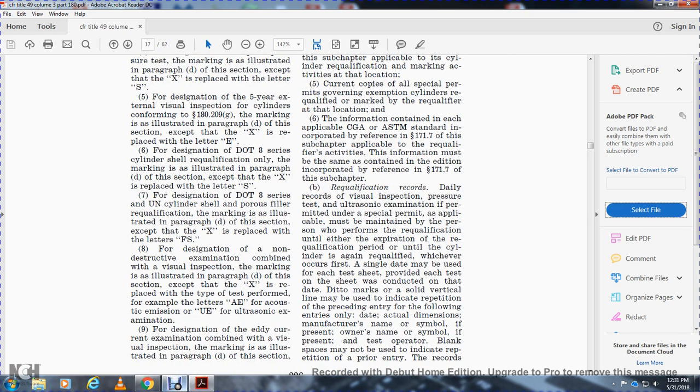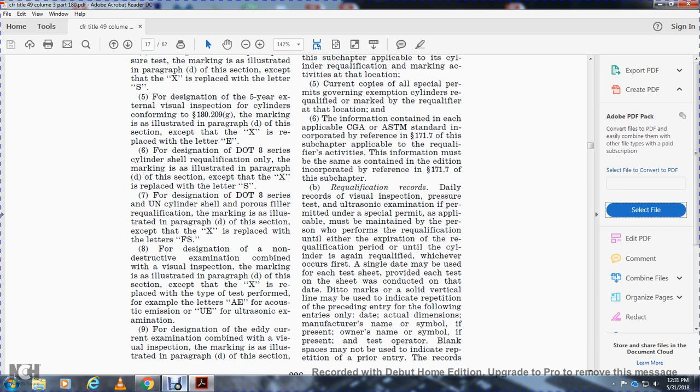Part B, requalification records. Daily record of the visual inspection, pressure test, and ultrasonic examination permitted to be done with the special permit must be maintained by the person who performed the requalification until the expiration of the requalification period or until the cylinder is again requalified, whichever occurs first. A single date may be used with each test sheet, provided each test sheet is conducted on that date. A digital marking or a solid vertical line may be used to indicate repetition of the preceding entry, with the following entries only.